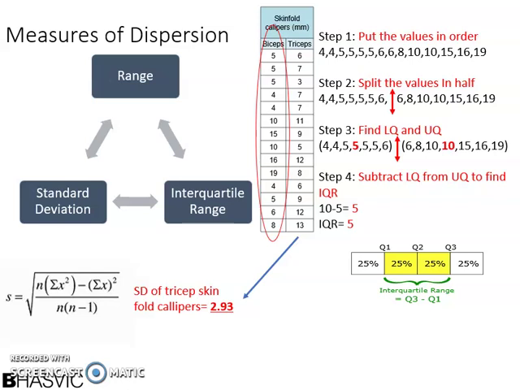After that, you calculate the mean of the squared differences, and then finally you square root the mean value of the squared differences divided by n minus 1. As you can see on my screen, I worked out the standard deviation of the triceps skinfold calipers using the standard deviation equation, which turned out to be 2.93 millimeters.